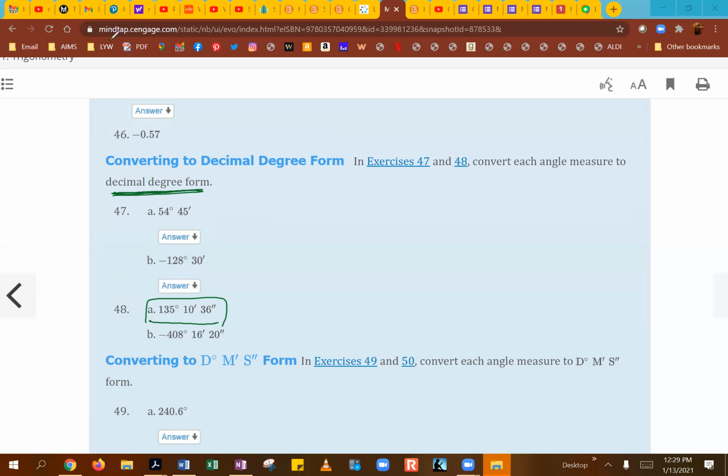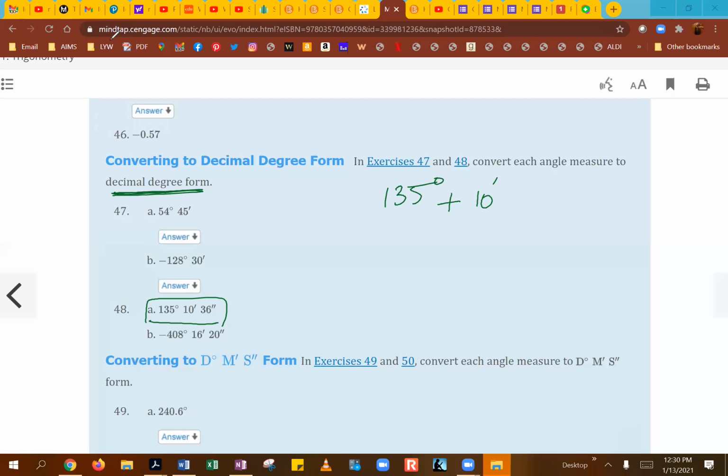Now, the good thing is that 135 degrees is going to stay the same. So that 135 degrees is actually not going to change. So that part will stay the same, but then we will have to take these 10 minutes and 36 seconds and convert them into decimal format. So for the 10 minutes, we are actually going to have to take that.